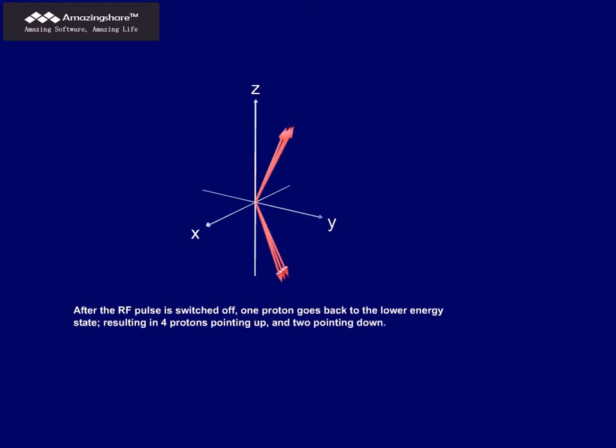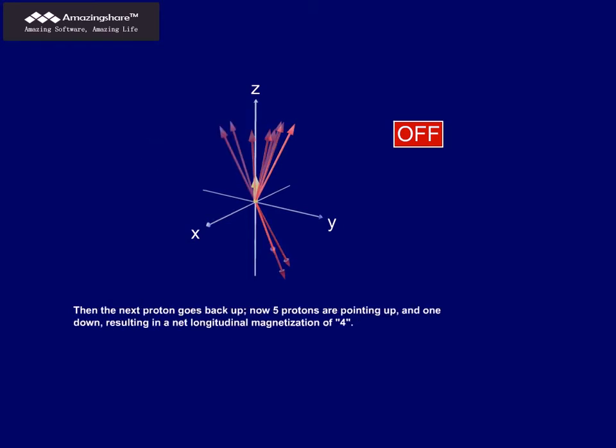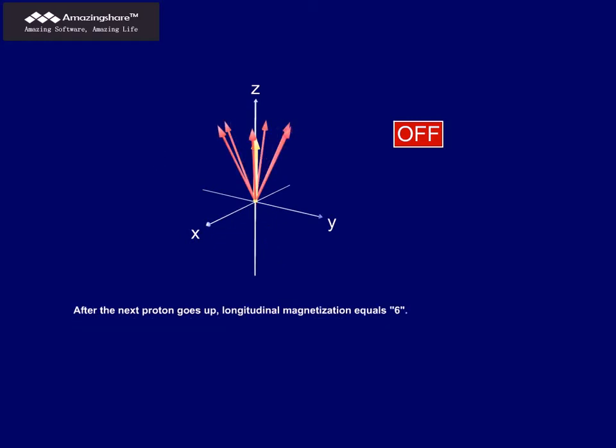After the RF pulse is switched off, 1 proton goes back to the lower energy state, resulting in 4 protons pointing up and 2 pointing down. The net effect? We now have a longitudinal magnetization of 2. Then the next proton goes back up. Now 5 protons are pointing up and 1 down, resulting in a net longitudinal magnetization of 4. After the next proton goes up, longitudinal magnetization equals 6.